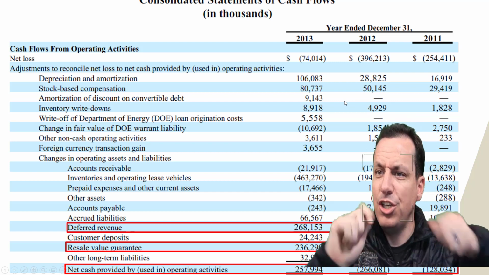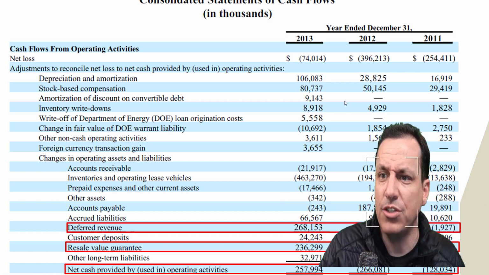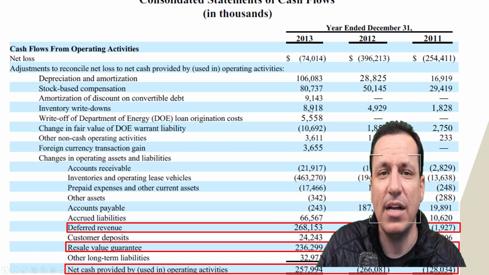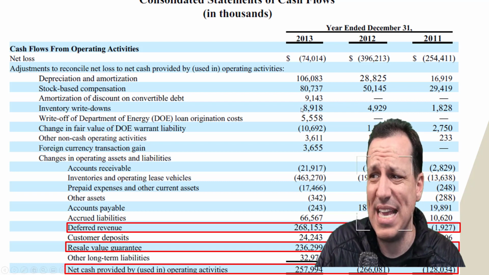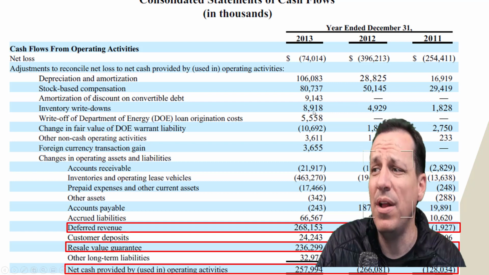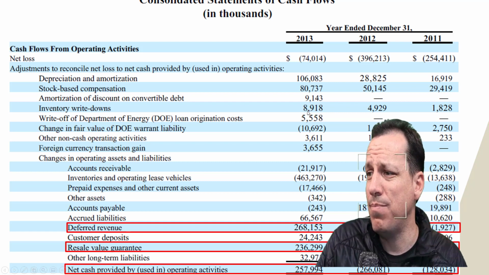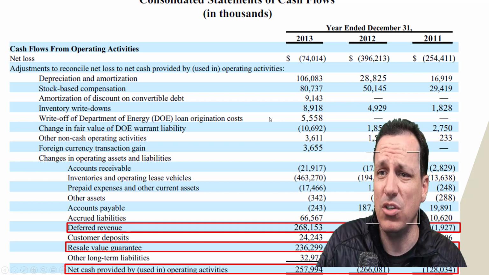And they adjust for all these entries. So they have some inventory write-downs. Well, yeah, inventory write-downs are economic loss, but you don't have any cash that goes out the door. So they had to write down 8.9 million in inventory. Something happened with their inventory that they had to write it down.